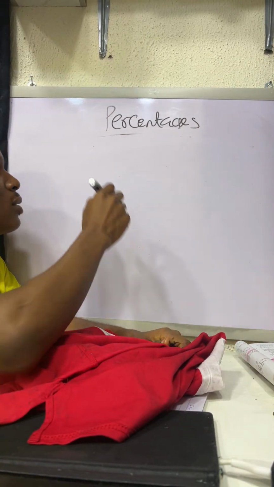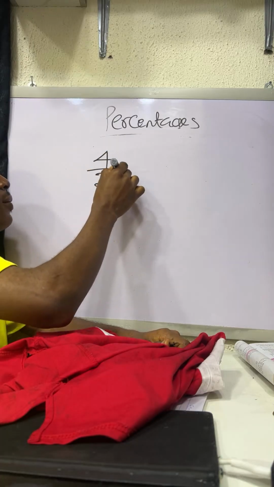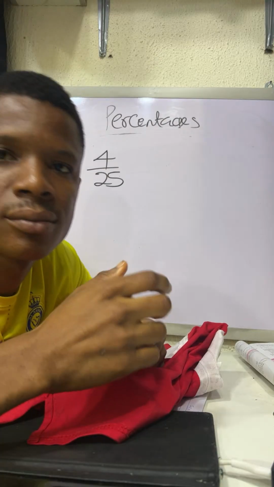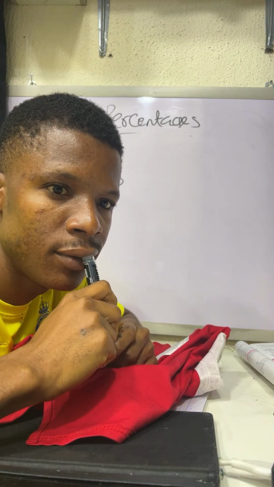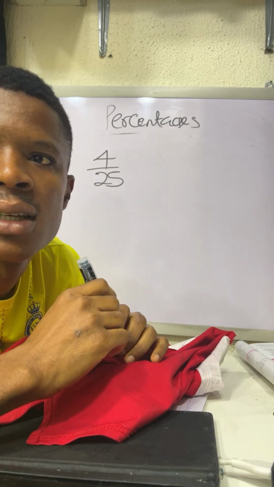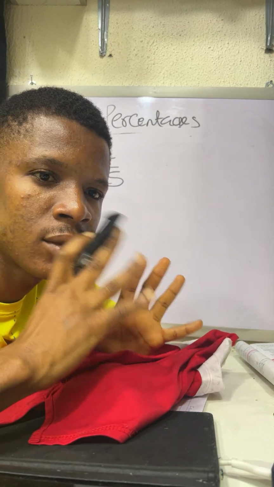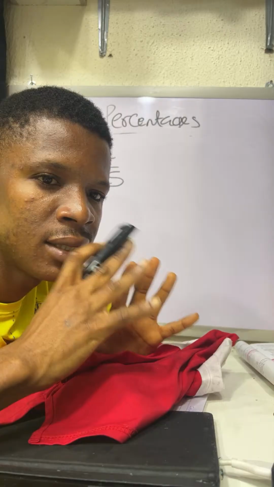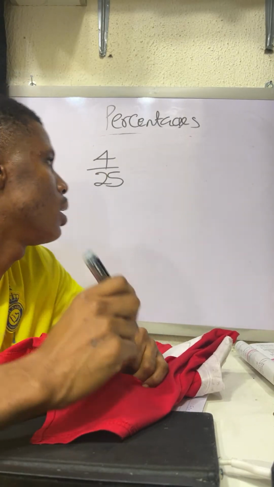Okay, we'll look at the next one. We'll look at 4 over 25. If you have 4 over 25, we are expected to convert it. So we are expected to convert it to what? Percentage, right?